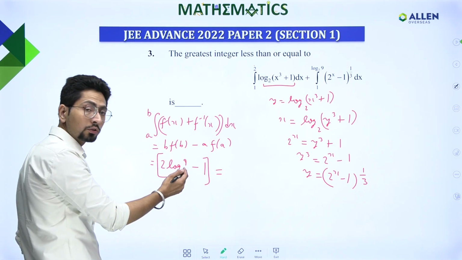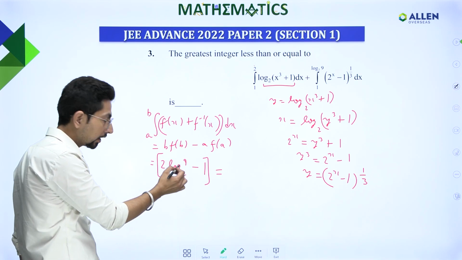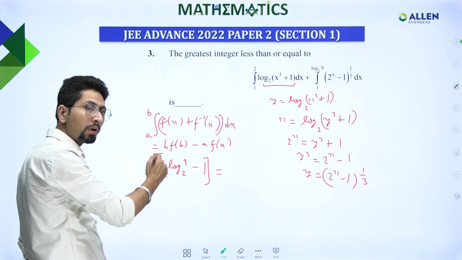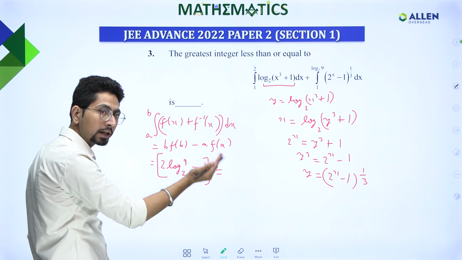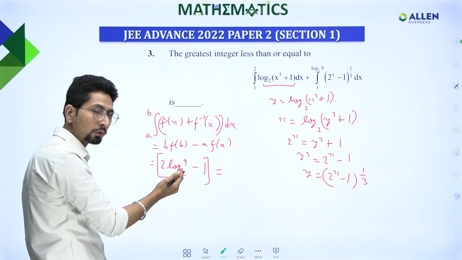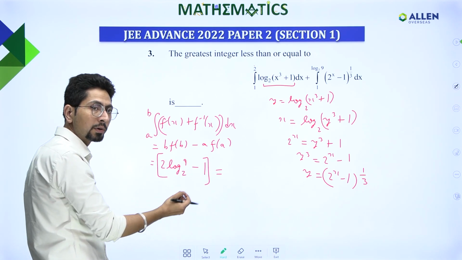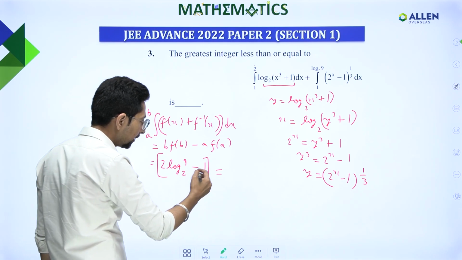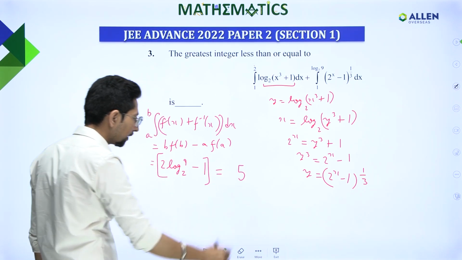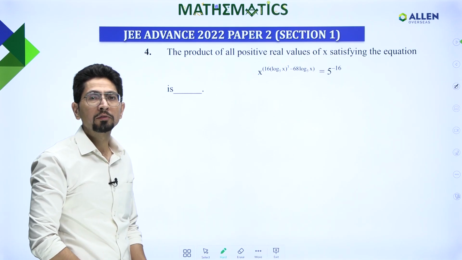So clearly it is closer to 8, right? 9 is closer to 8, and 2 power 4 will be 16. So it is lying between 8 and 16, but closer to 8. That's why the decimal part will be very small. So clearly that will give you 5 as the answer. Okay, proceeding with the next question.